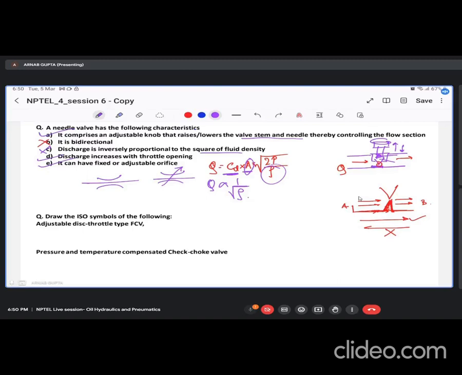Draw the ISO symbols of the following: adjustable disc throttle type FCV. For disc throttle, we use this particular symbol. The gap won't be this much. And this arrow shows that it is adjustable.